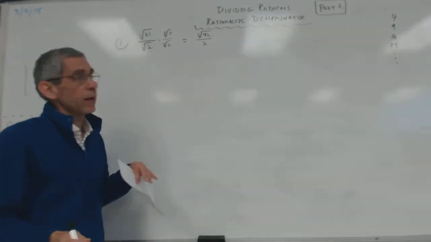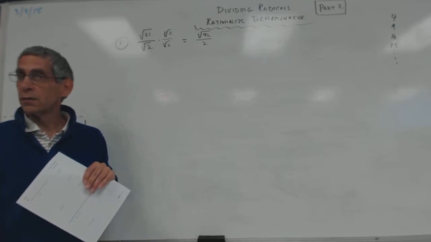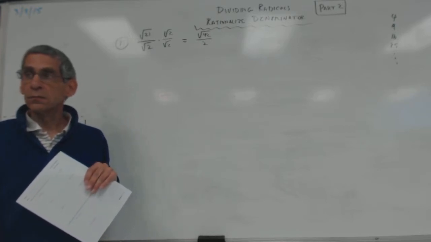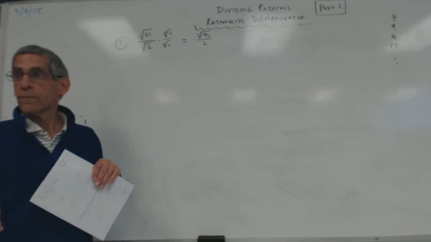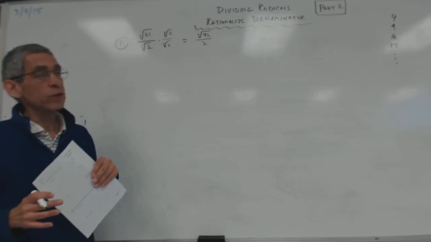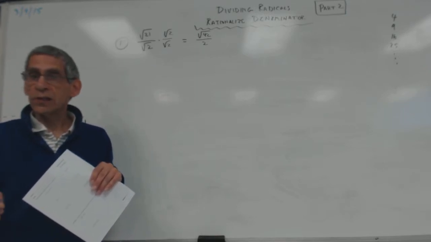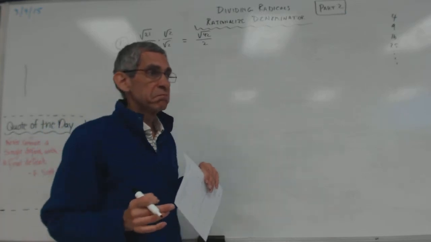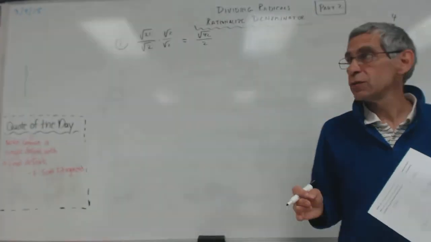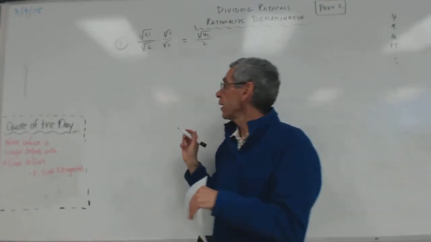Now, am I done? No, you can simplify. Is there any perfect square that goes into 42? There isn't. 6 times 7, 7 times 7 is 49, 3 times 14, doesn't work. So that's the answer. You're done. Good job.